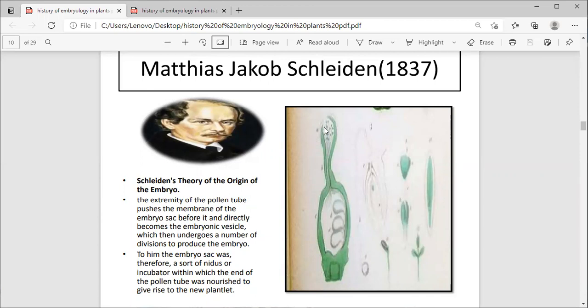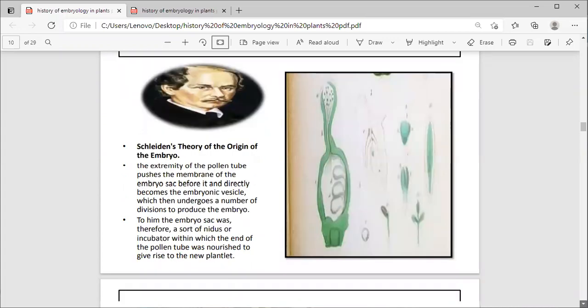So this is his study at that time. You can observe here the stigma, mentioned in some kind of green color. Here is a sketch of the pollen, and here are the ovules. Okay, so this is the work of Matthias Jacob Schleiden.